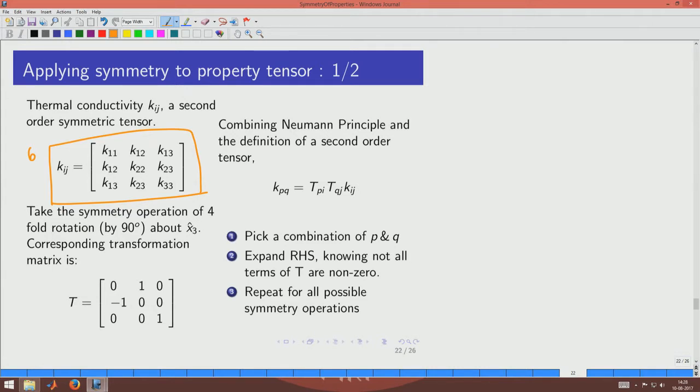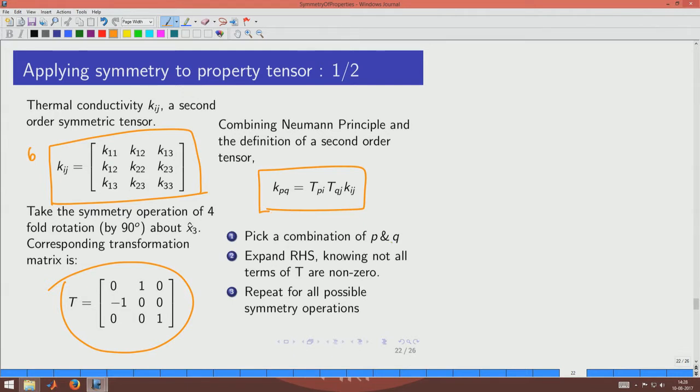So, let us take a cubic crystal and let us take the 4-fold rotation that is present in a cubic crystal. So, about the x-axis you can rotate it by 90 degrees, take the transformation matrix corresponding to that and then apply it, and this is the equation you are going to apply. Okay. Now, the procedure to apply is as follows.